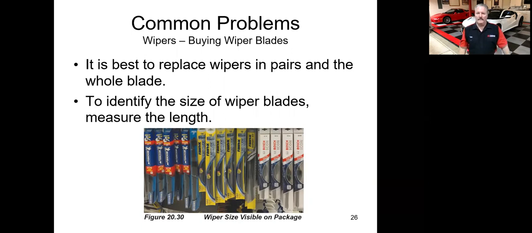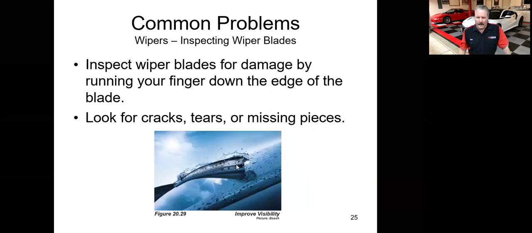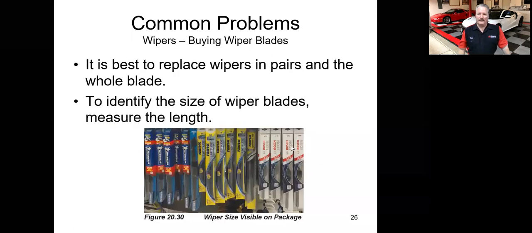I would recommend replacing the entire blade and not just that little rubber part right there. I mean, you pay a little bit more to replace the entire assembly, but you got yourself a good wiper blade that'll adhere itself onto the window and get your windows clean. Very important when we're driving down the freeway and it's raining.